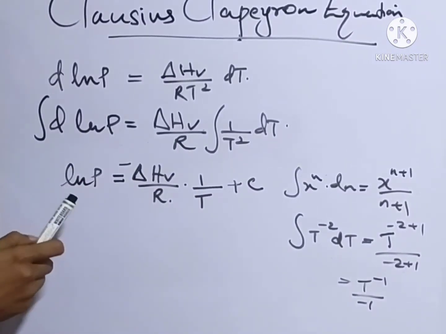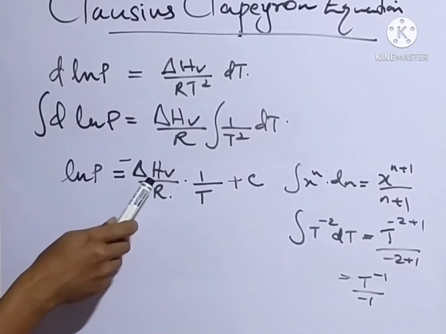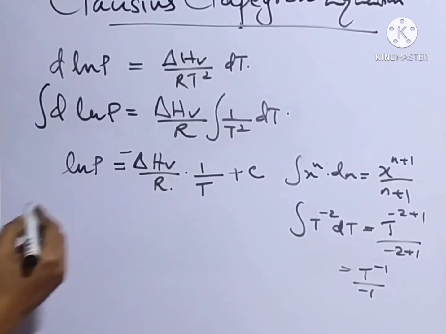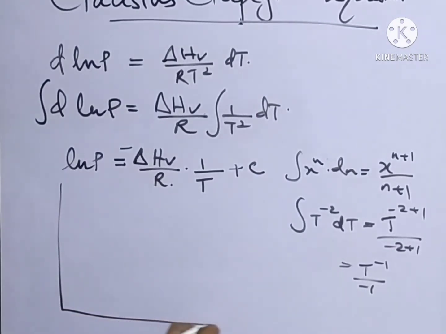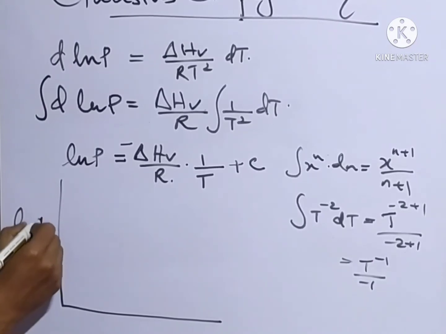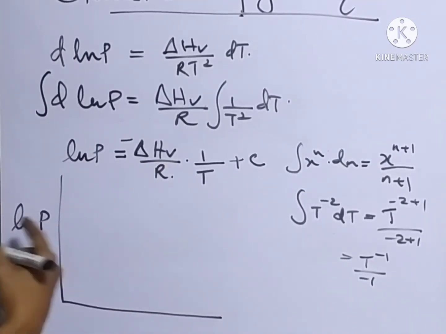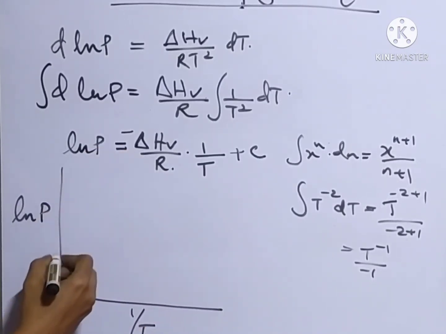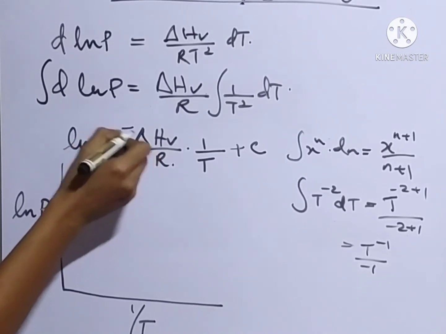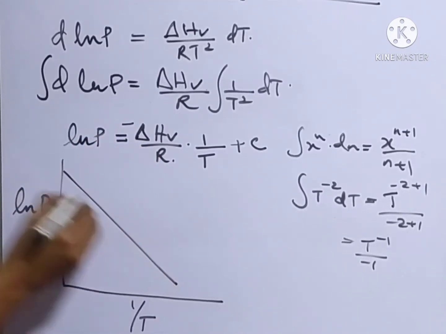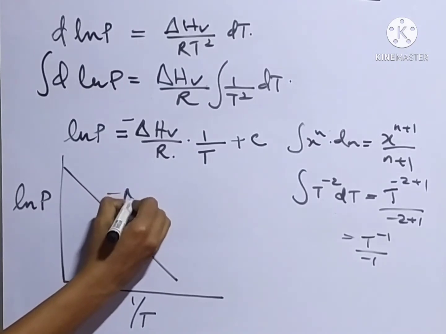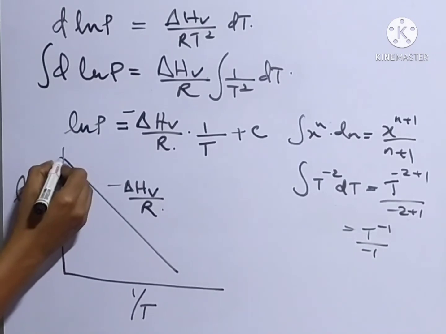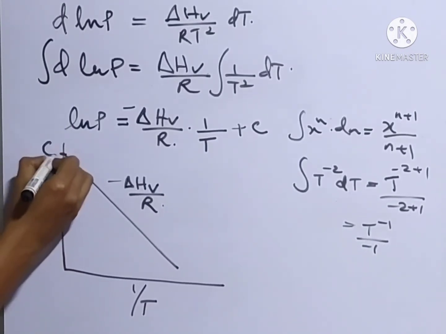So we will get the integrated equation like this: ln P = minus ΔHv / R times 1/T plus C. It is in the form of y = mx + c. So we can draw a graph like this: the y-axis is ln P and the x-axis is 1/T, and with the negative value here we'll get an inverted graph like this. The slope is minus ΔHv / R, and the intercept is C.